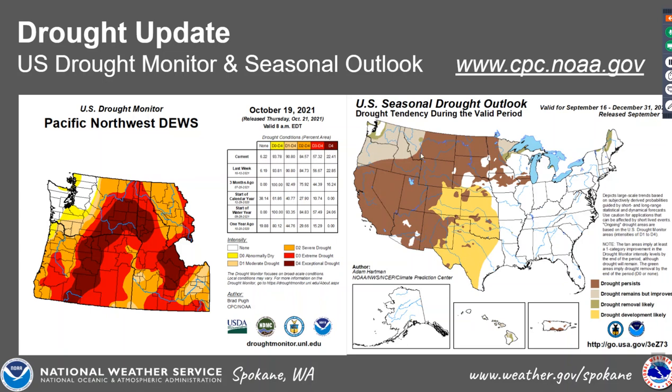Looking at the outlook, you can see that it's calling for the drought to remain through the winter, but conditions will probably improve. We're moving into winter, we're moving into our wetter months. And considering we're moving into a La Nina, we are hoping that we will see improvements to the drought conditions as we continue through winter.